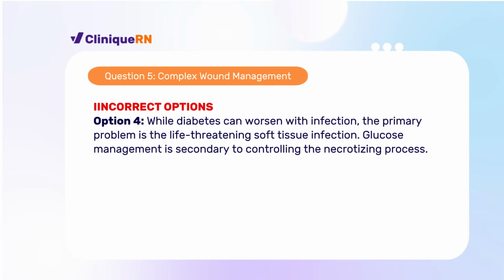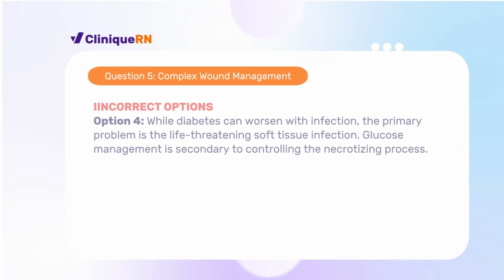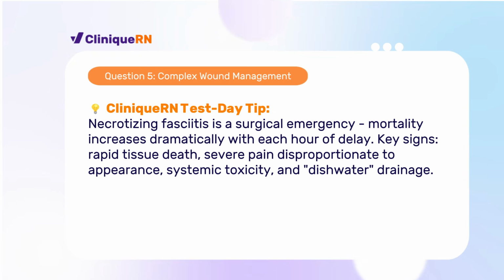Option 4. While diabetes can worsen with infection, the primary problem is the life-threatening soft tissue infection. Glucose management is secondary to controlling the necrotizing process. Clinique RN Test Day Tip: necrotizing fasciitis is a surgical emergency. Mortality increases dramatically with each hour of delay. Key signs: rapid tissue death, severe pain disproportionate to appearance, systemic toxicity, and dishwater drainage.